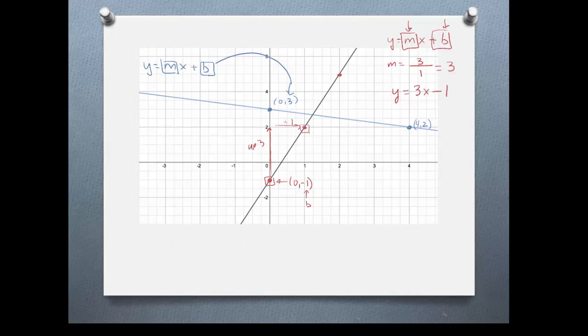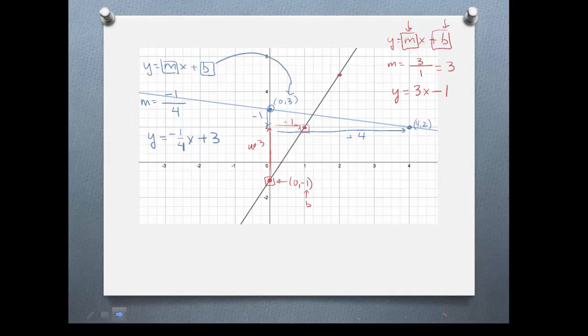If I want to figure out what the slope is, I'm going to look at the rise over the run here. So from this point here, it looks like I have to go down 1, and it looks like I have to go over 4. So this looks like a slope of negative 1/4. So my equation for this blue line would be negative 1/4 x plus 3.